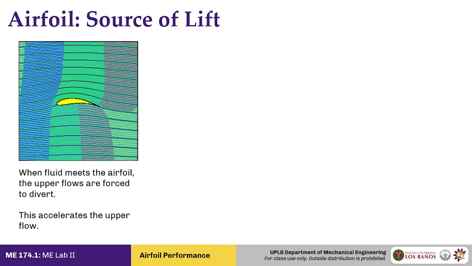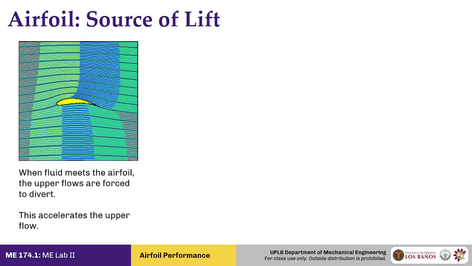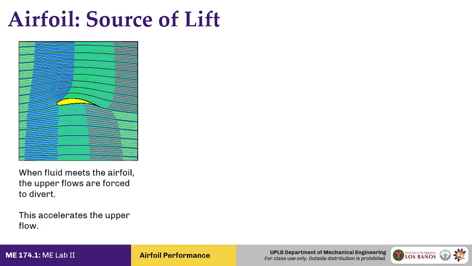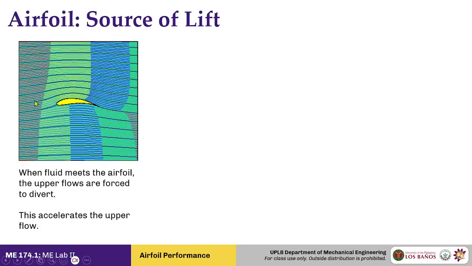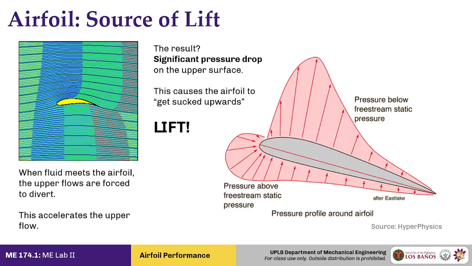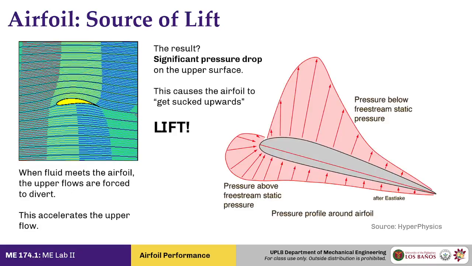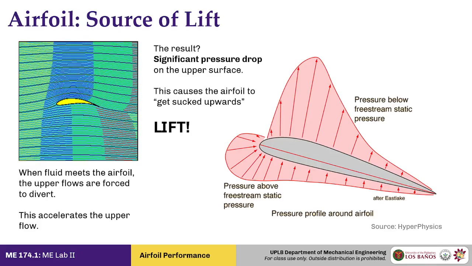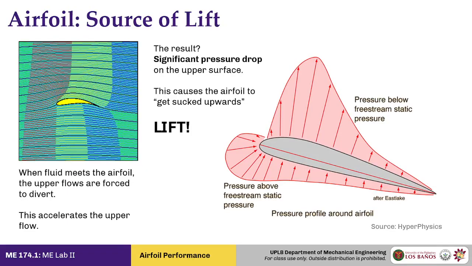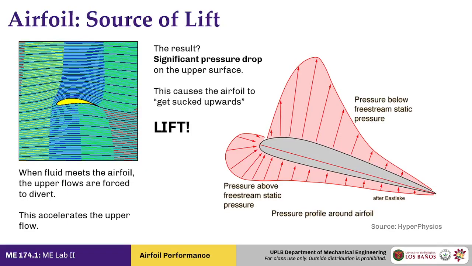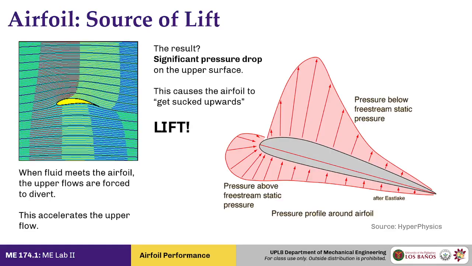And because it moves faster, if you recall from NSI 14 or NSI 16, a faster moving fluid has a lot less pressure behind it. Hence, you get this pressure differential. Now, this pressure distribution, if at least done in proper conditions, should result in a net upward force on the airfoil. So this is how we get lift.